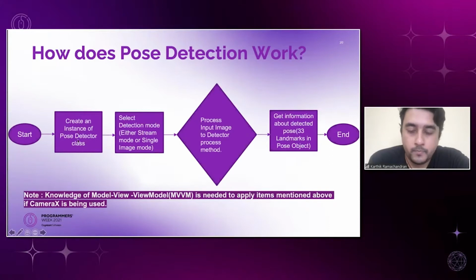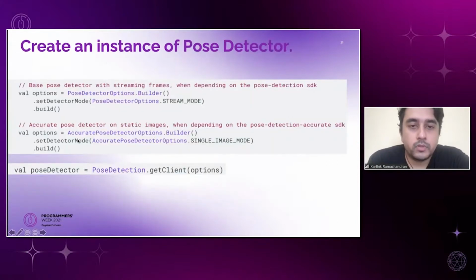And yeah, I'll be talking about these steps one at a time, right from the beginning. Before this, you have to add the dependencies, and then create an instance of the pose detector, and you have to pass the options. Like I said, the options can be stream mode or single image mode. You have to select one of them, not both, and pass it to the pose detection class.